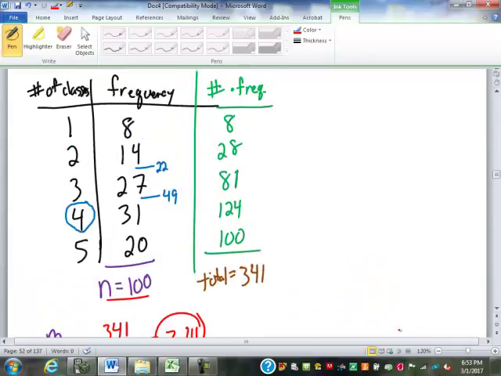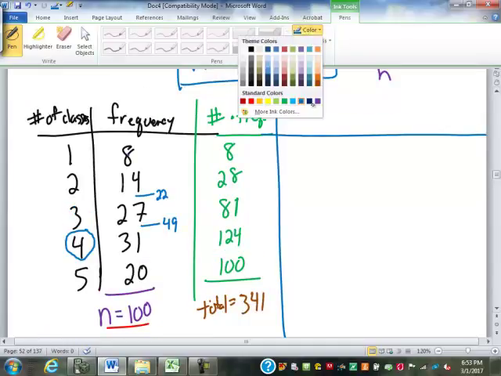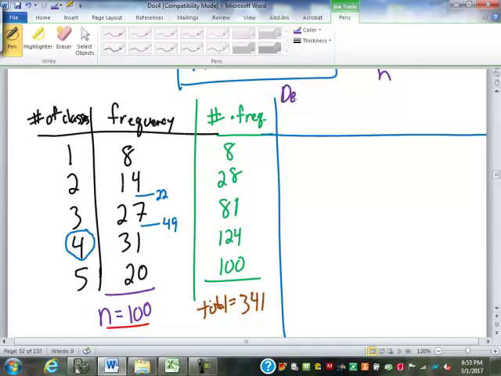Let's talk about standard deviation. Sense my hesitation a little bit. So we need to find the deviation. If you remember from last week, the deviations are the number minus the mean. The mean here is 3.4.